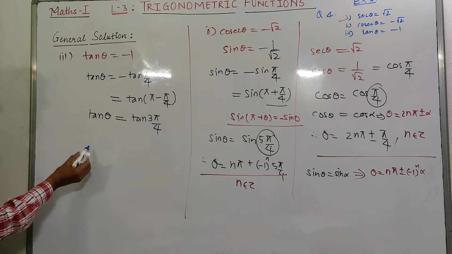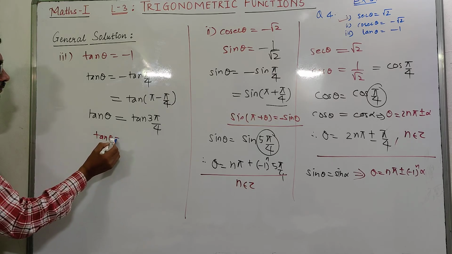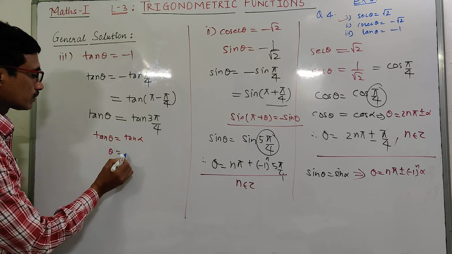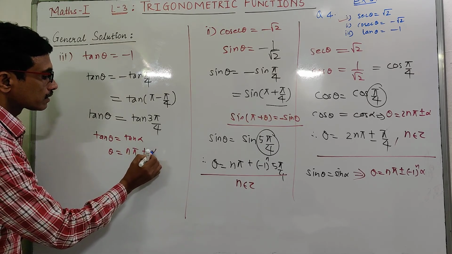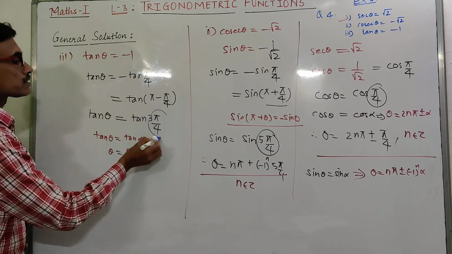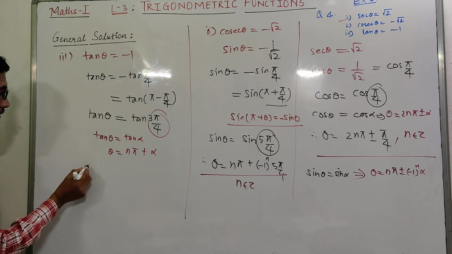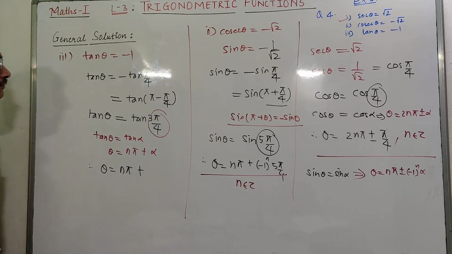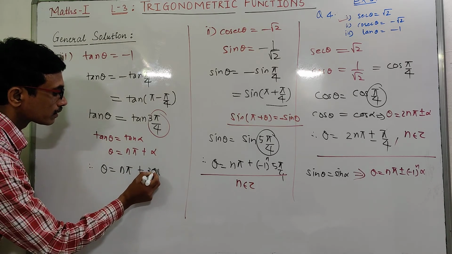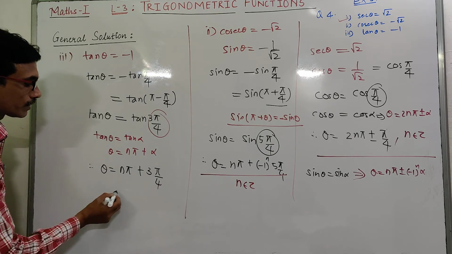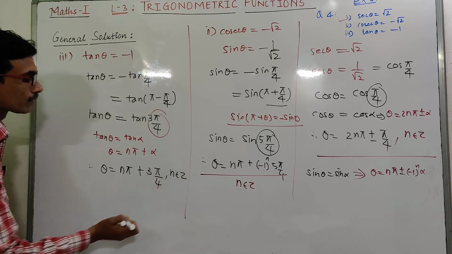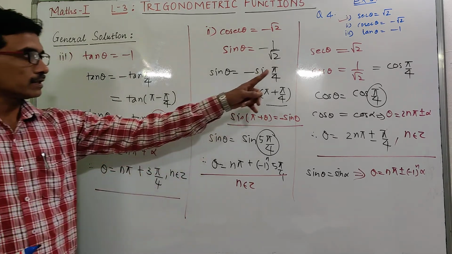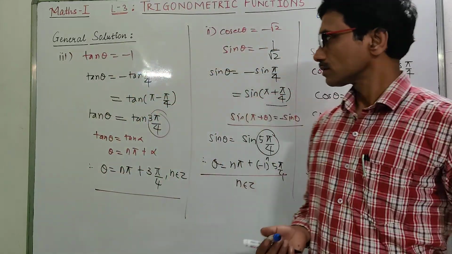Now as we know, tan theta is equal to tan alpha. What is the solution? Theta is equal to n pi plus alpha. So alpha is 3 pi by 4. Therefore theta is equal to n pi plus alpha, where alpha is 3 pi by 4, and n belongs to Z. So very simple. Once you know the formula, we can easily find out the general solutions.